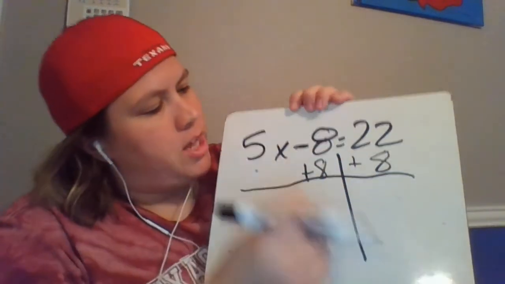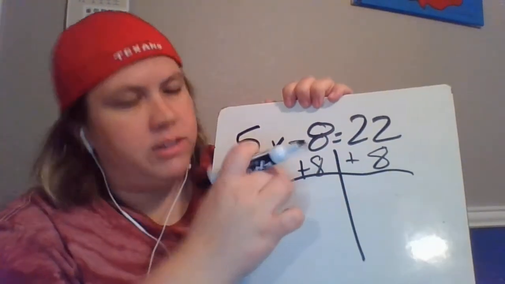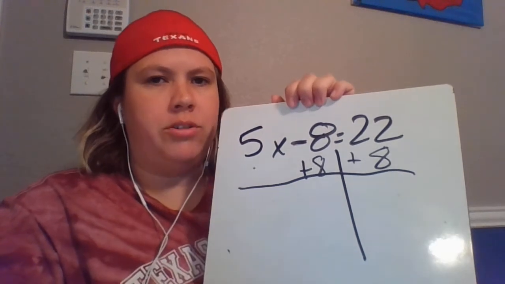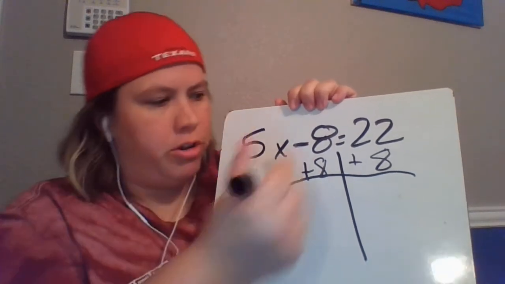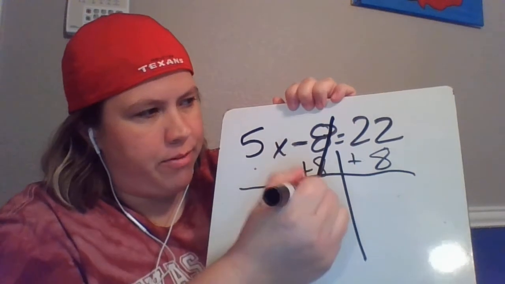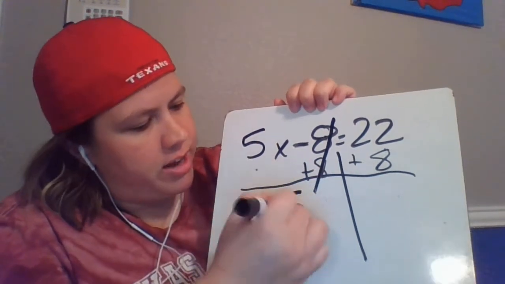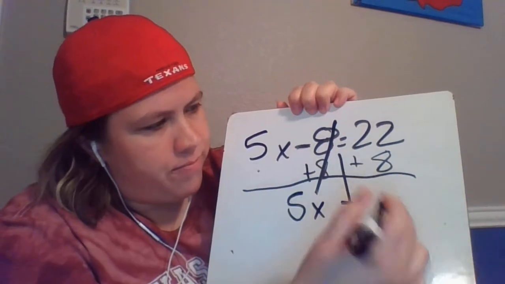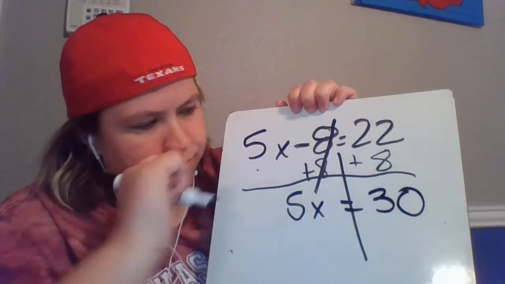Okay. All right. So a negative 8 and a positive 8. If you owe me $8 and then you pay me $8 back, that means you owe me $0. So this equals 0, and we're going to cancel it out. So I'm left with 5x over here equals 22 plus 8, which would get me 30.